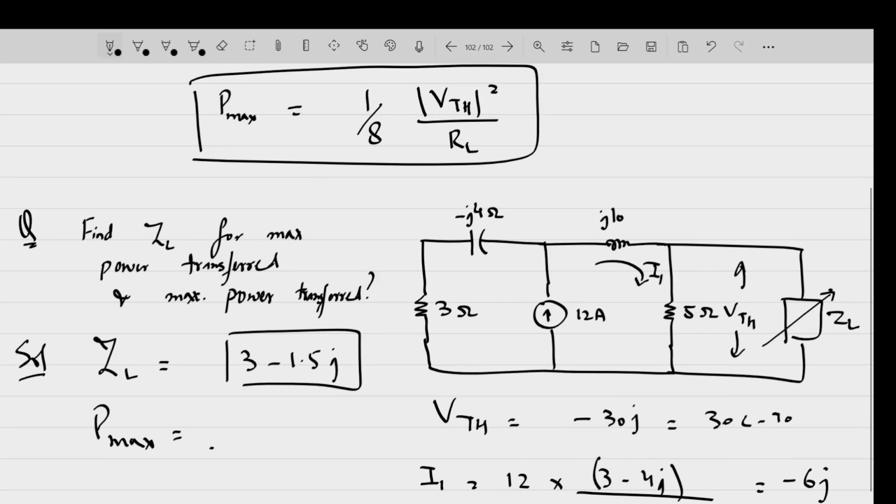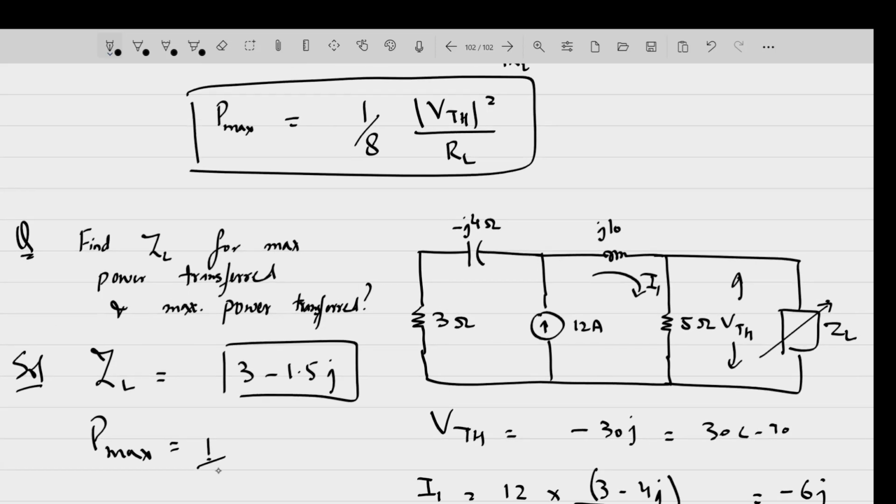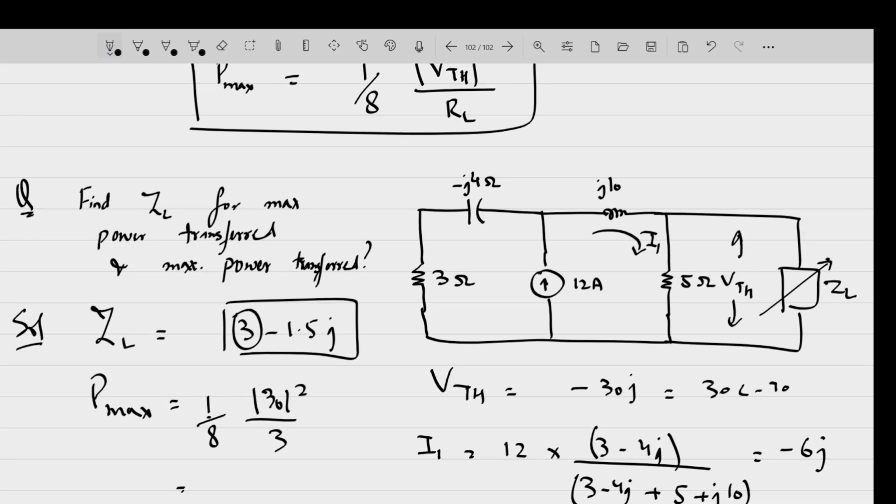So Pmax is therefore 1 by 8 VTH square. VTH square is 30 square divided by RL. That is, RL is 3. So this is your answer.